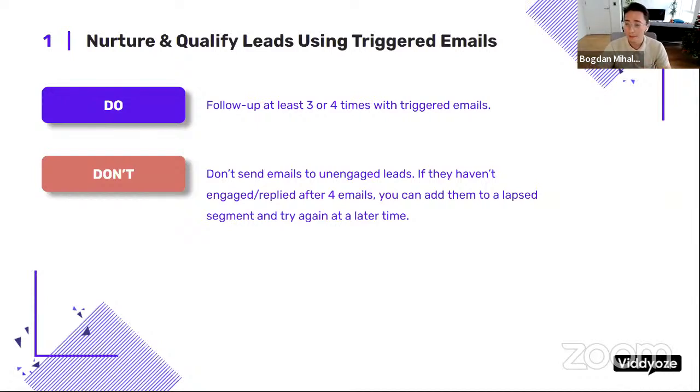But you do not want to spam these leads as well, because one of the don'ts is to not keep sending emails to unengaged leads or unengaged subscribers. If they haven't engaged or replied after 4 emails, you can add them to a lapsed segment and try again at a later time. And we'll get to that as well in a second.